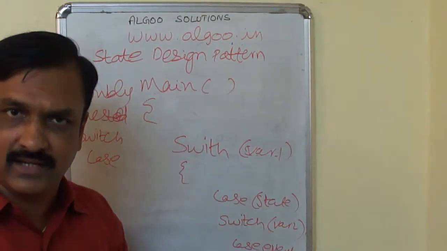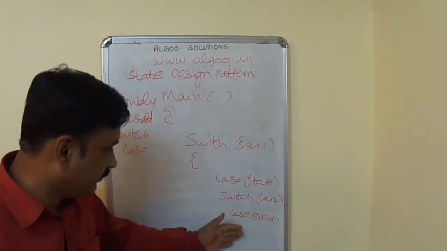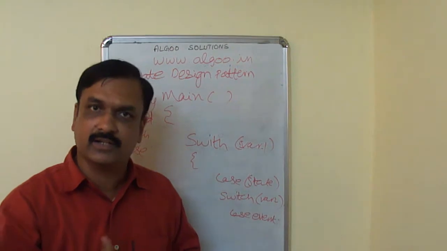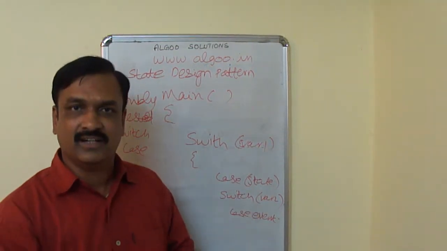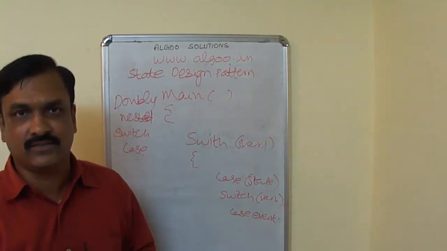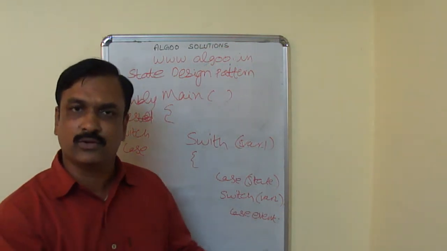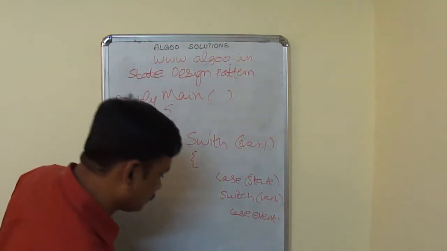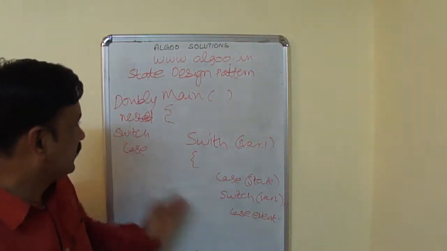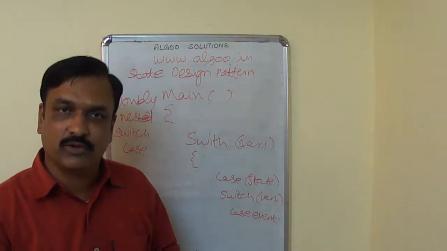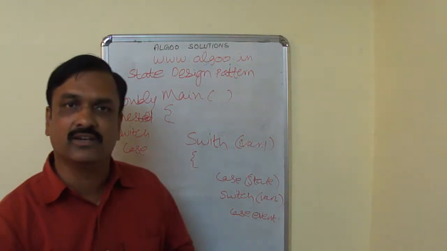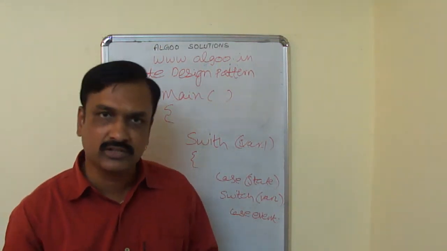So you have a state, you have an event, and when the event comes there is a state transition which goes to a new state, and then there is a behavior that is executed. So when the behavior is executed, it goes to a new state. Now this is the use of doubly nested switch case statements for implementing this finite state machine, or what you call the state pattern.